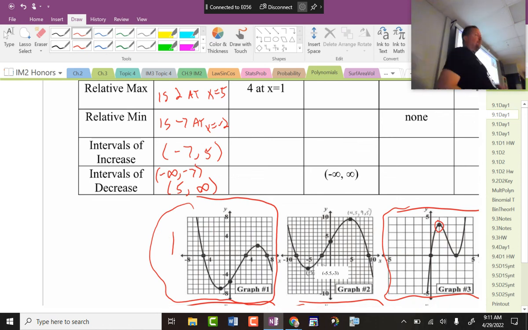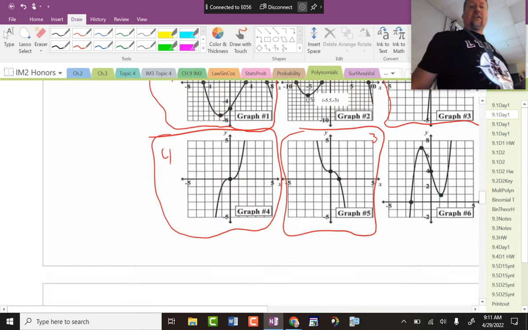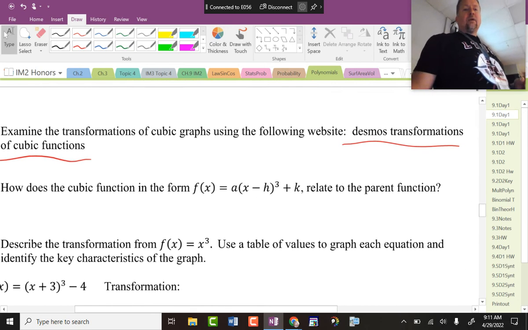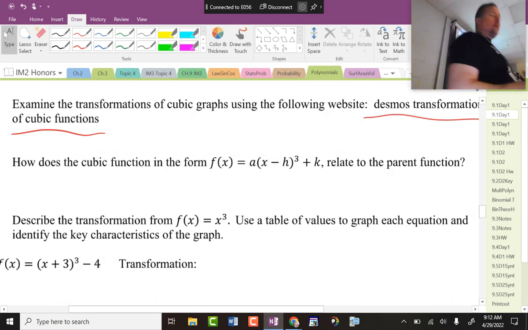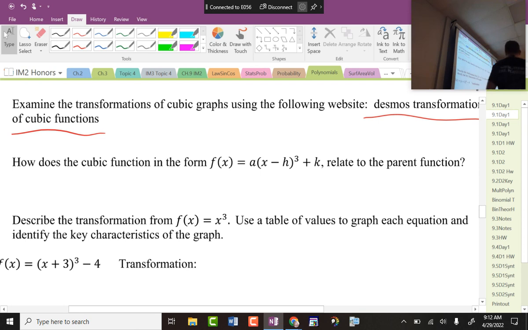Okay, again, filling out these things. You can see your homework sheet. It's got those charts on there. Don't have time to do this, but you could on your own if you cared. You go to desmos.com, type in transformation of cubic functions, and you can play around with this and see what this does to the cubic function.